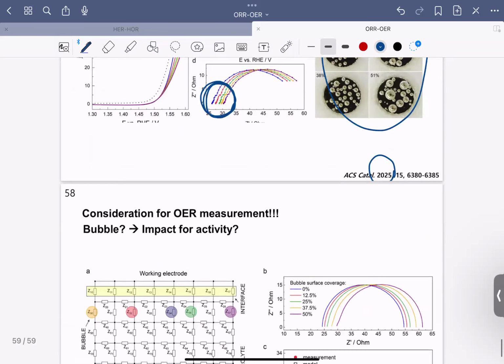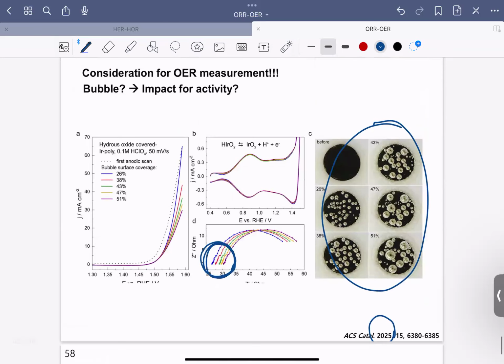So this is a really good model study showing that the bubble can retard ion transport, so it can cause lower activity. So I would like to highlight once again that there is a striking bubble issue. We have to think about it when you design or analyze your samples; the bubble issue should also be discussed as a major impact.